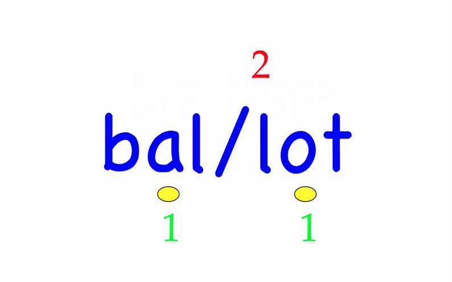Row 6, infringe. You do not want to infringe on another person's rights. Infringe. In, 2 sounds, I, n. Fringe, 5 sounds, f, r, I, n, j.